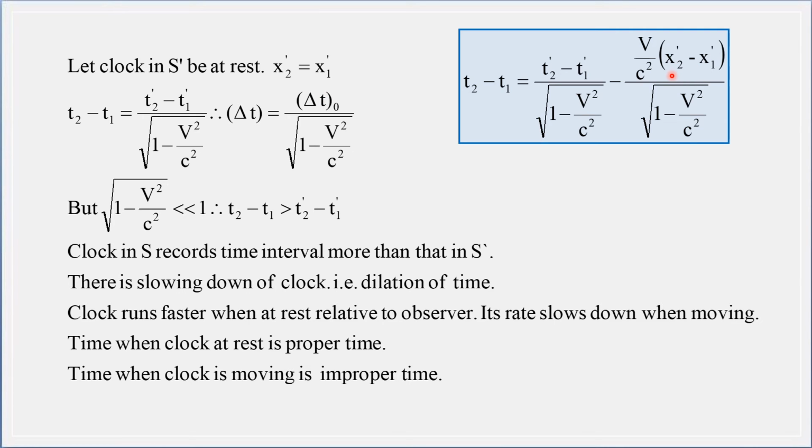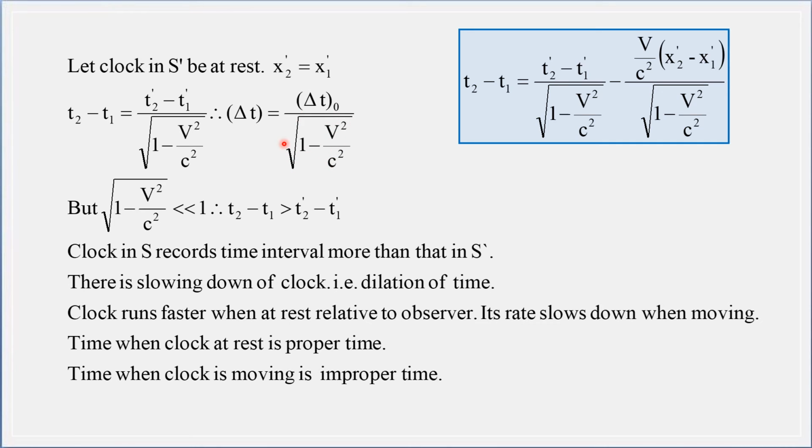x2 dash minus x1 dash is equal to 0, and you get t2 minus t1 equals (t2 dash minus t1 dash) divided by the square root of 1 minus v square by c square. So this interval as measured in the first frame is delta t, and this interval as measured in the second frame is delta t 0, so delta t equals delta t 0 divided by root of 1 minus v square by c square.